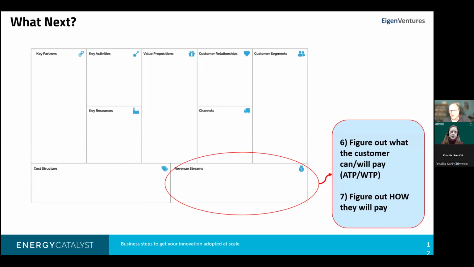And there's also the willingness to pay. They might have the money, but they might not be willing to pay for one reason or another. It might be how much money they have available on a monthly basis, or the seasonality of it, or just that they have other priorities. And also figure out how they will pay. What kind of business or revenue models are you going to use to allow them to pay?